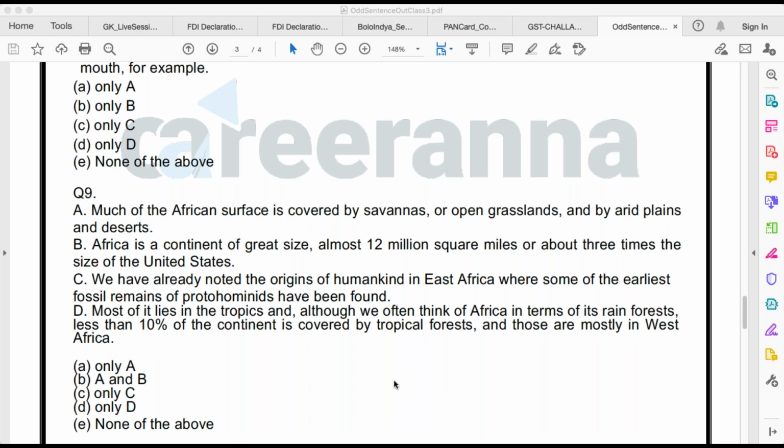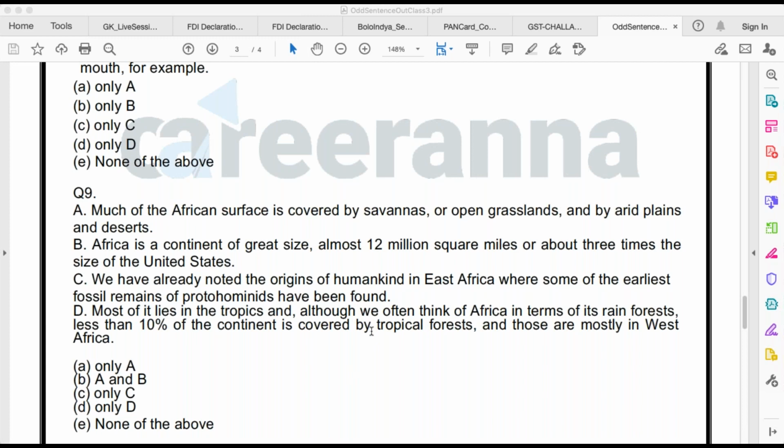Much of the African surface is covered by savannas. Africa is a continent of great size. Most of it lies in the tropics, although we often think of Africa in terms of this. A, B, and D are talking about Africa as a theme. Sentence number C: we have already noted the origins of humankind in East Africa, where some of the fossil remains of proto-hominids have been found. This sentence is suddenly talking about the origin of humankind.